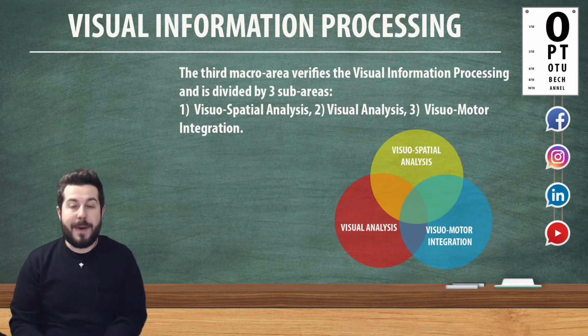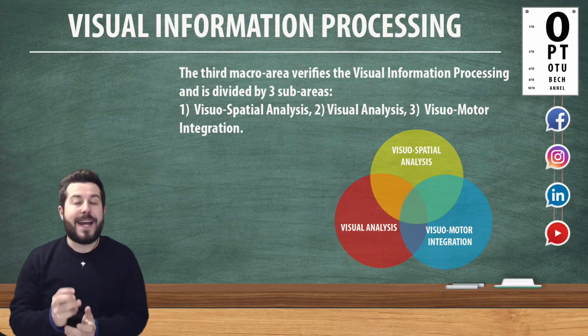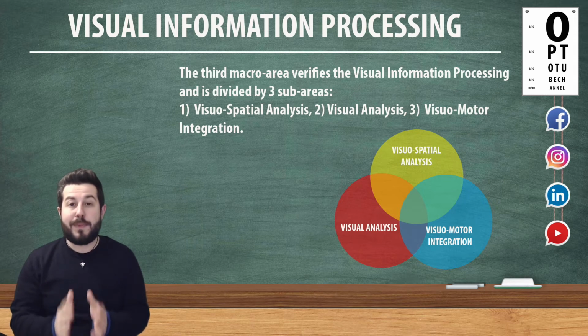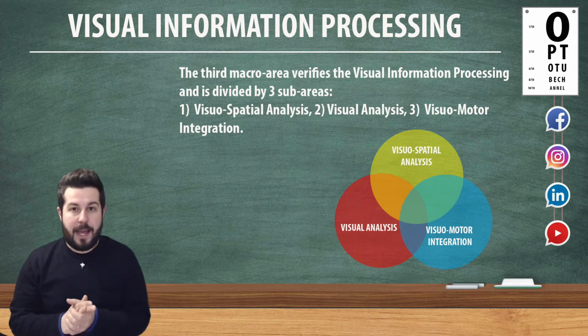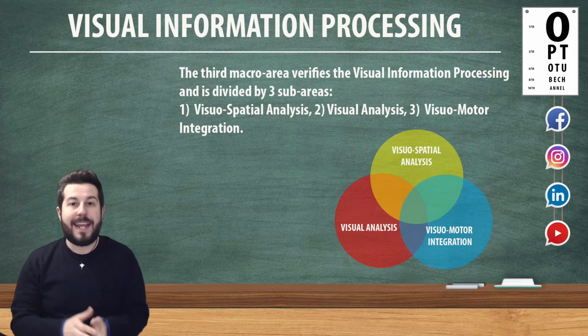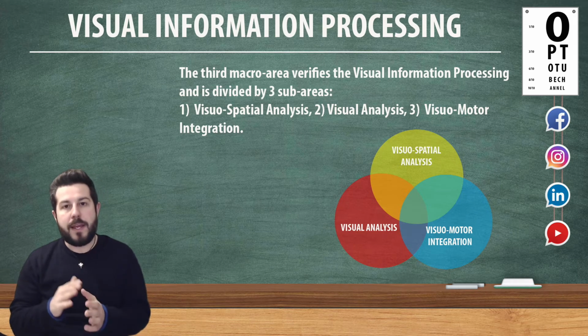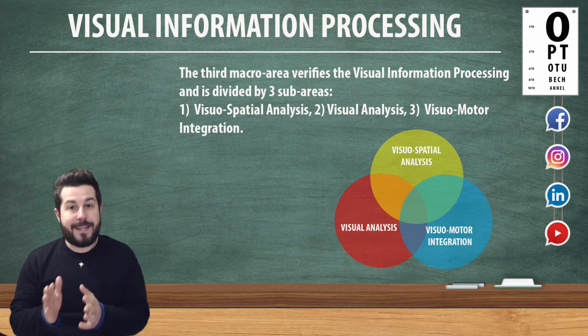Today we are going to talk about the third and last area of integrated visual analysis by Shema and Week, the area of vision information processing, which is divided in three sub-areas: visuo-spatial ability, visual analysis ability, and visuo-motor integration ability. The final goal of this area is to verify that visual information is correctly processed and correctly integrated with motor function. To be verified, this area can often request the collaboration of psychologists, logopedists, and neuropsychomotricists.